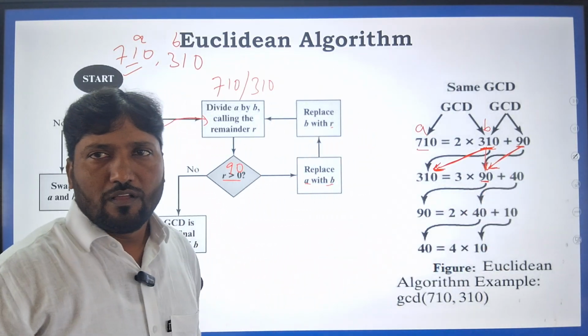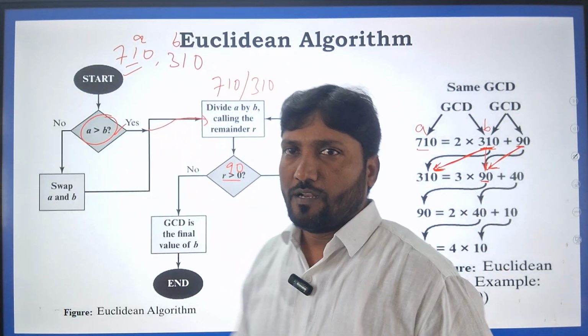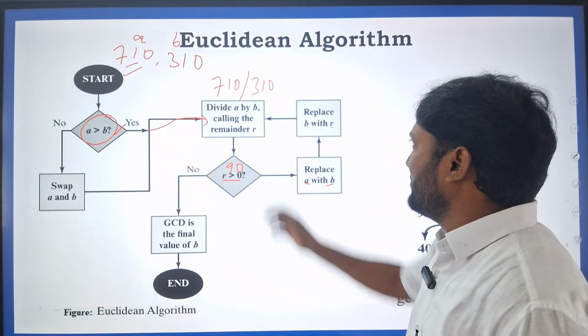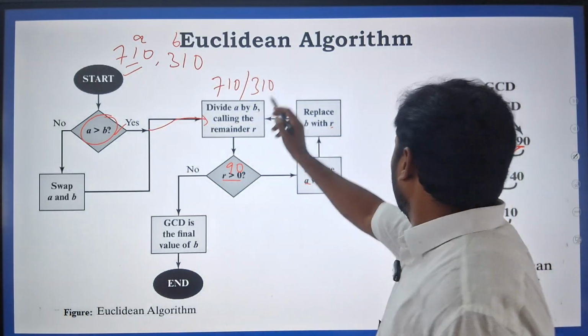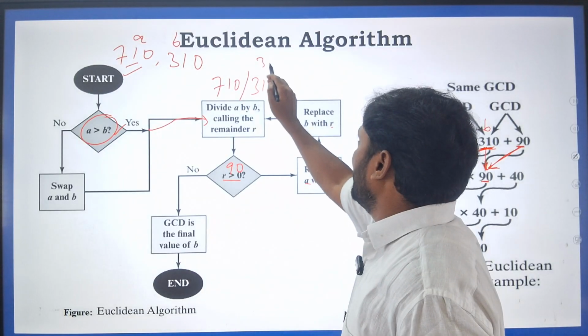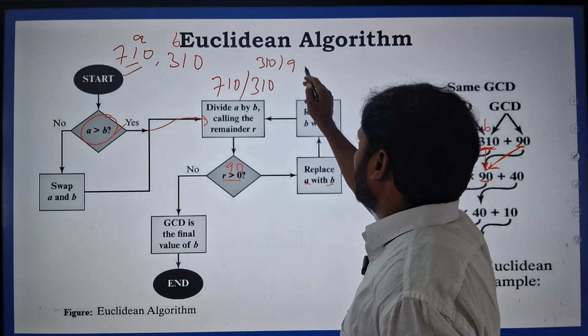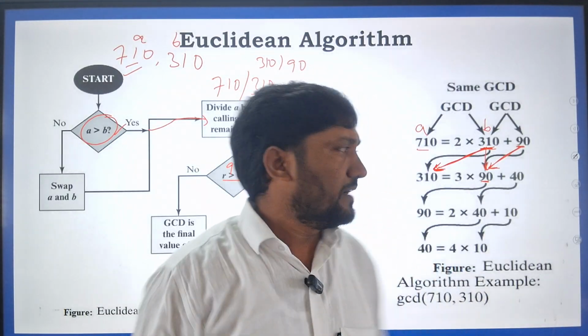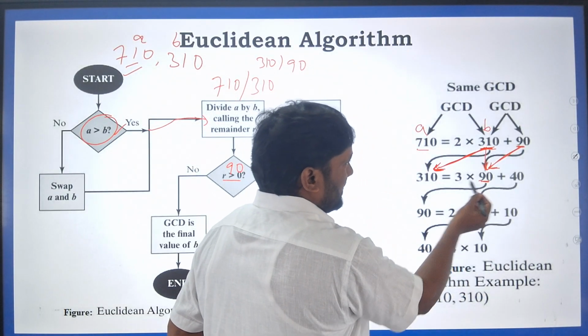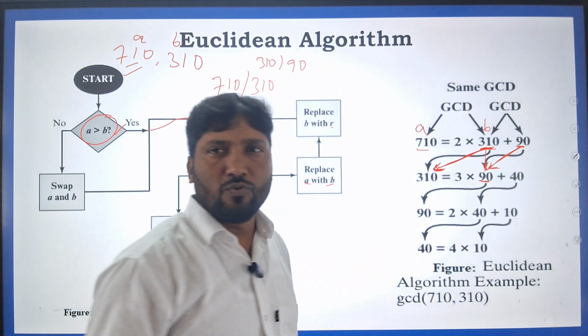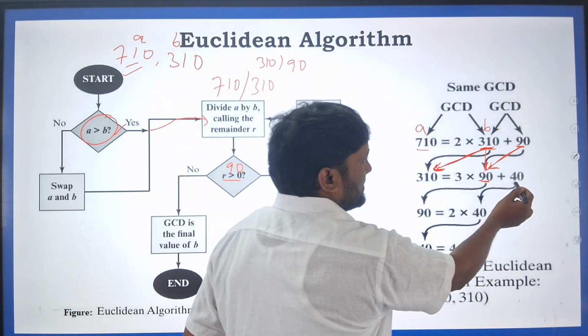So this is the next step. Now we are going to apply the division operation. So now come to here. 310 divided by 90. 93s are 270. Now the remainder is 40.